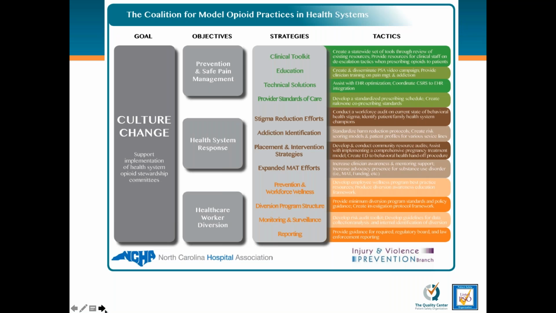So this is our overview of the work that's being done by the Hospital Association with our model for opioid practices. And as Jay mentioned, there's a lot of work that's going on in all of these areas. And within each of these areas, you can see the things that we're working on. So for today, we will be focusing in on the bottom part, the healthcare worker diversion, talking about the prevention, workforce wellness, structure, monitoring, surveillance, reporting.